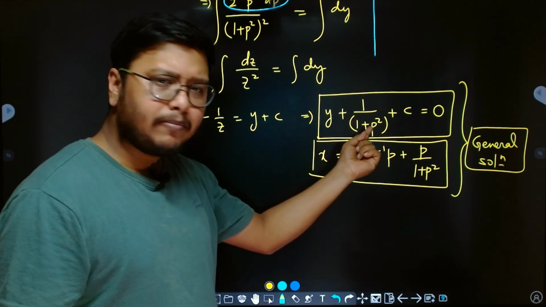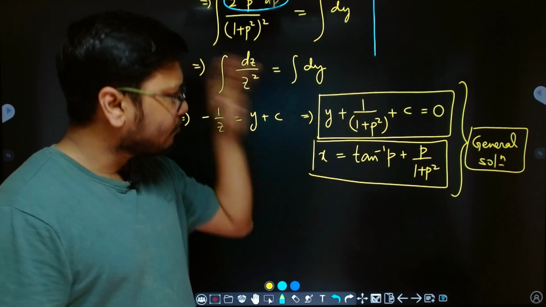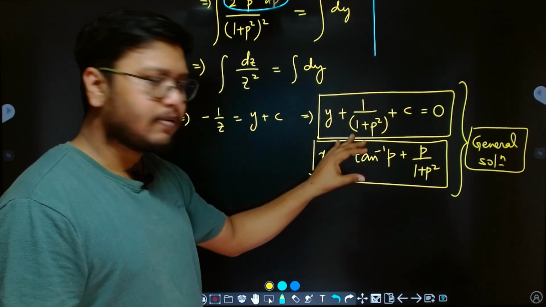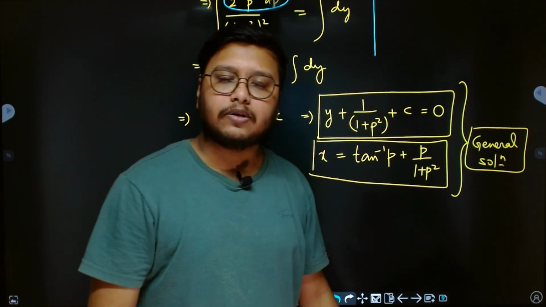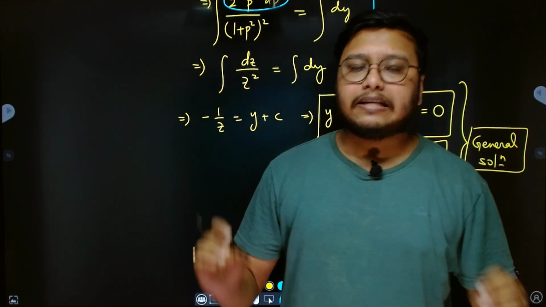But if finding p from here takes a little time, what we can do is just keep it as it is, write x in terms of p from the given question, and together I can say they are representing the general solution. Okay, so that's it in this video.